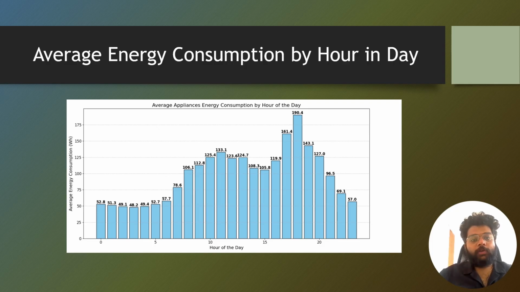The bar plot shows consumption of energy in watt hour with respect to hour of day. The 19th hour of the day has the maximum consumption of energy. The consumption of energy is 190.4 watt hour. The third hour of the day has minimum consumption of energy. The energy consumption is 48.2 watt hour.